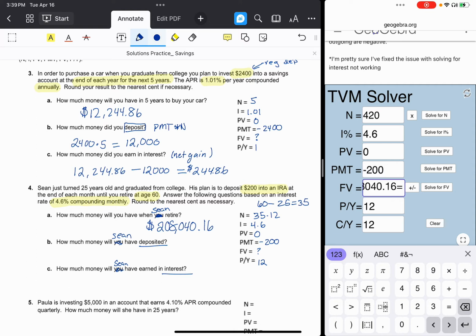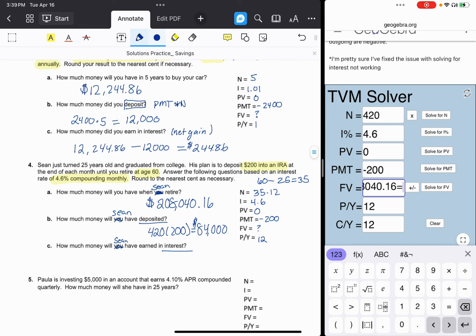Such a helpful trick. All right, so how much money is deposited? Remember, the key here is payment times number. Our number is 420 payments of $200. And when I figure that out, that's $84,000. So this time around, he deposited a lot of money, but he's going to have earned quite a bit of money in interest, or his net gain. So we're going to take that end amount. Another way to think about this is it's like your absolute change. Some things are just all interconnected. Isn't that so fun about math?